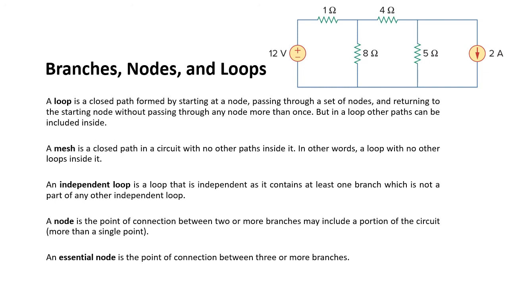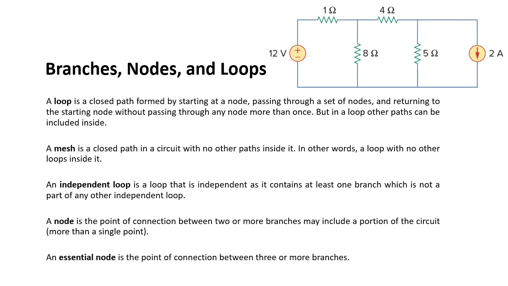So what is an independent loop? An independent loop is one that contains at least one branch which is not a part of any other independent loop. I hope you are not confused with the so many independent words. For example, if you have a loop that does not include the 4 ohm resistor there, then any other loop that has that 4 ohm can be considered an independent loop.